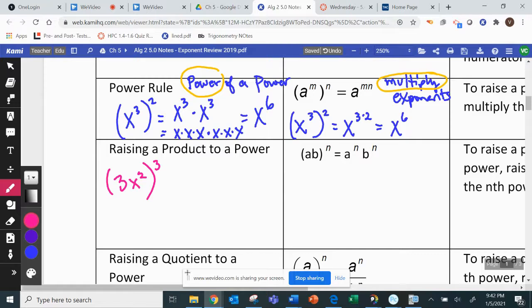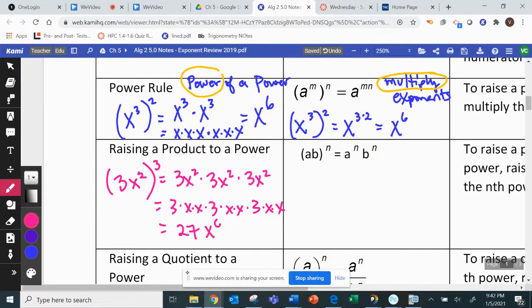So if we have a product, 3x squared, I can rewrite this as 3x squared times 3x squared times 3x squared, which is 3 times x times x times 3 times x times x times 3 times x times x. I don't like doing this. This is a very long way of doing it. We can multiply 3 times 3 times 3, which is 27, and x to the 6. Okay, I have the correct answer, but there is a shorter way of doing it.